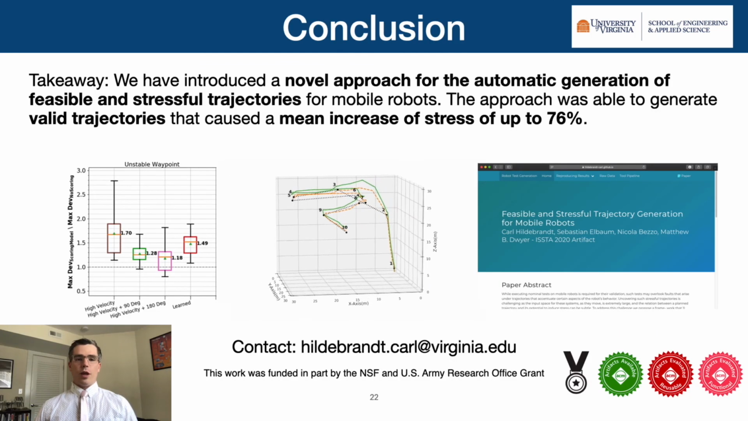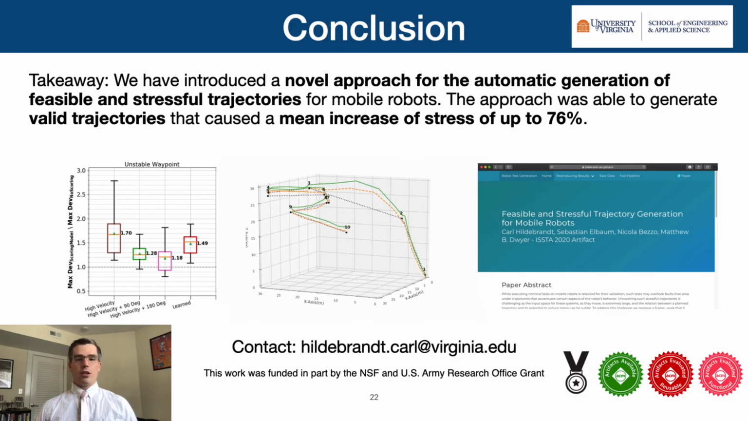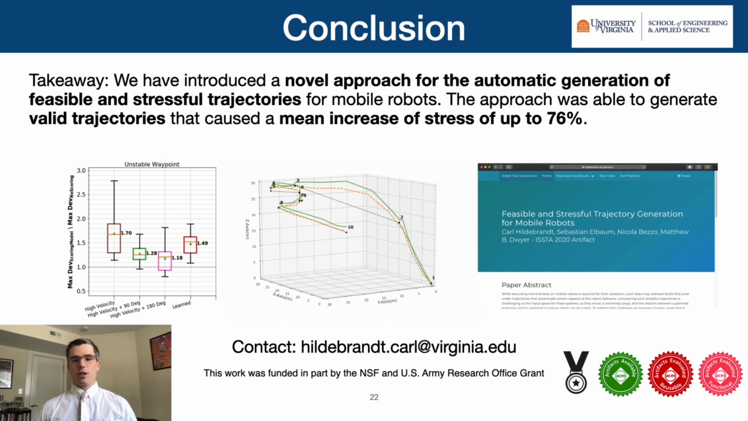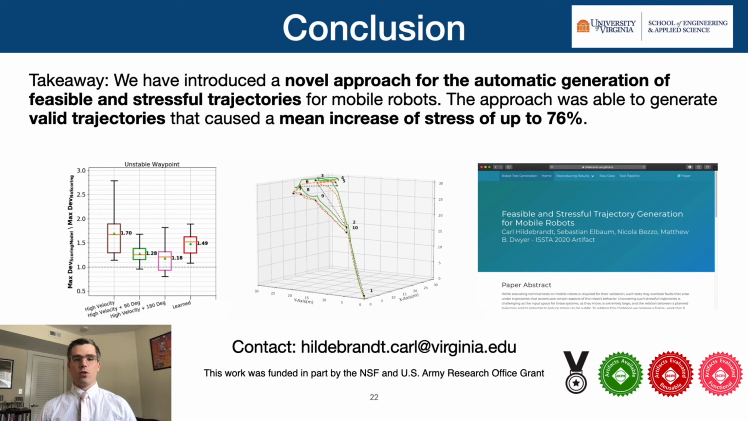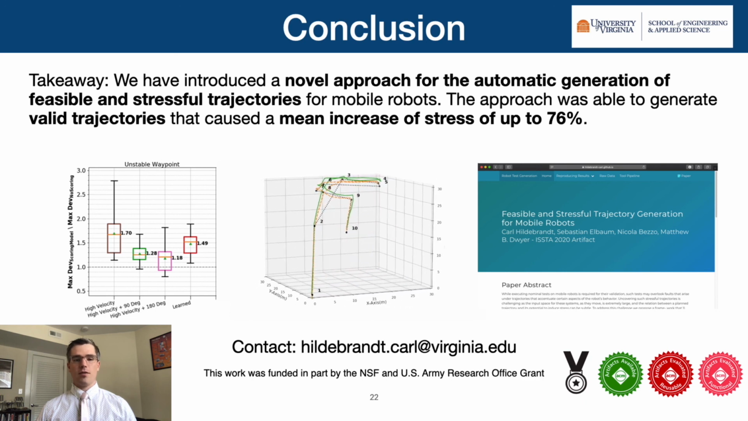In conclusion, we have introduced a novel approach for the automatic generation of feasible and stressful trajectories for mobile robots. The approach was able to generate physically feasible trajectories that caused a mean increase of stress of up to 76%.